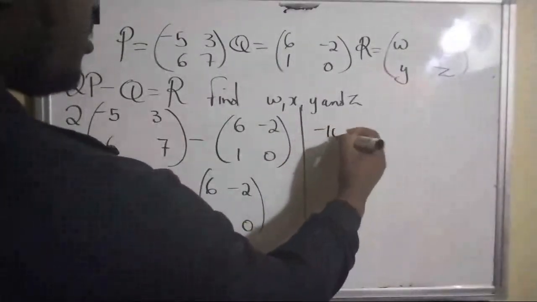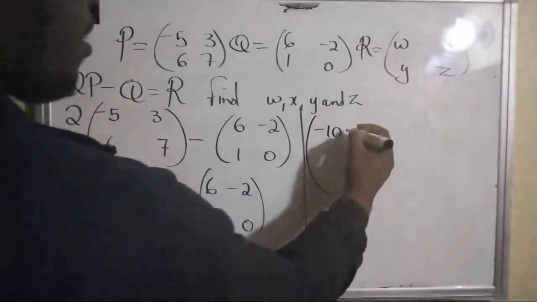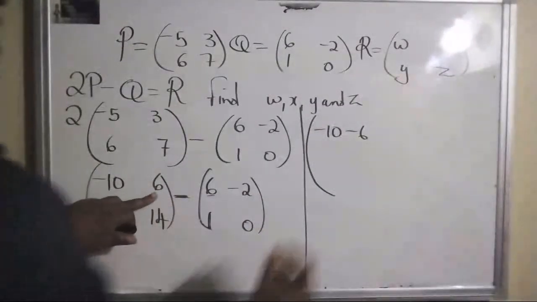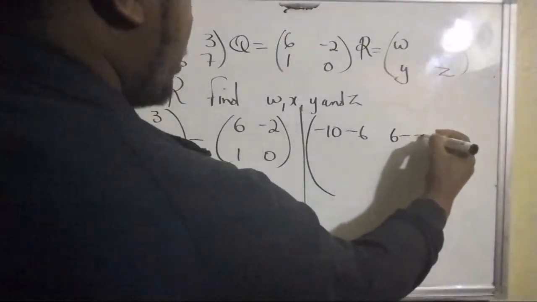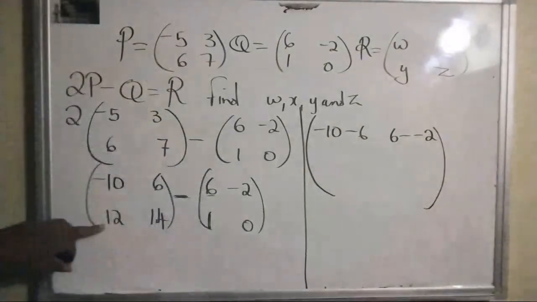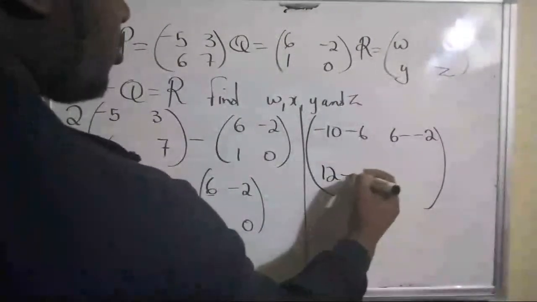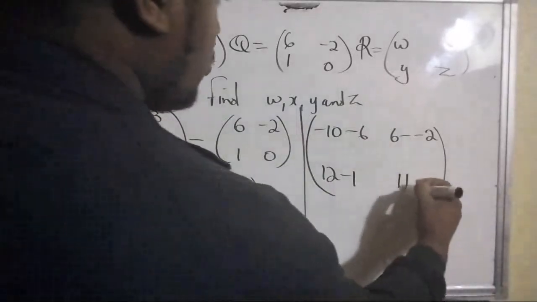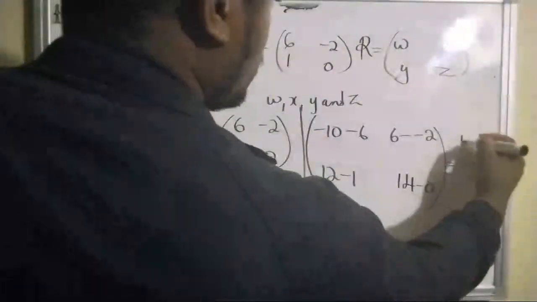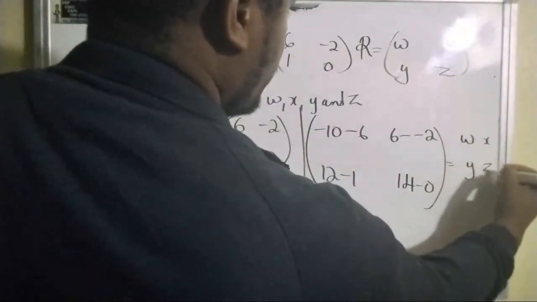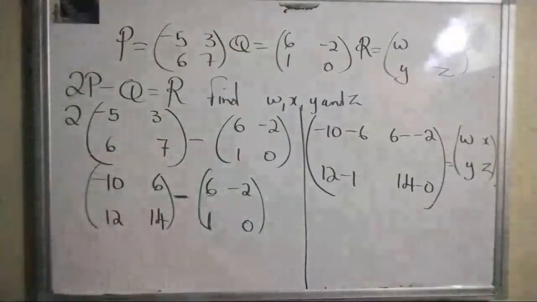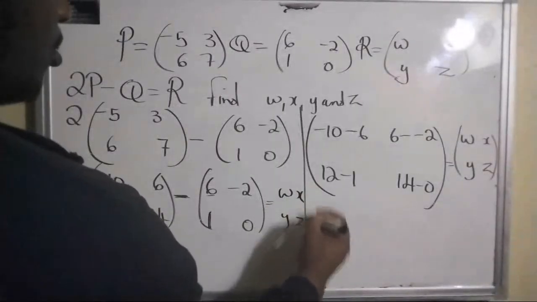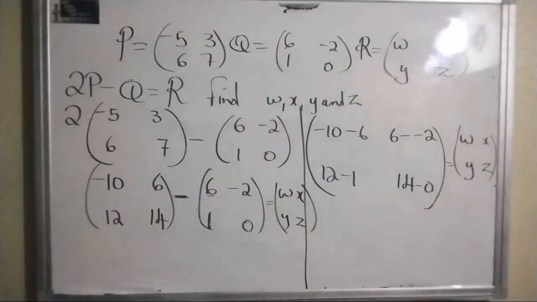So it's negative 10. Put a big bracket. So it's negative 10 minus 6, which is this 6 right here, because position we have to know. And then 6 minus negative 2, and then 12 minus 1, and 14 minus 0. And don't forget, it's equal to this, double X, Y, and Z. Alright? Don't forget that.